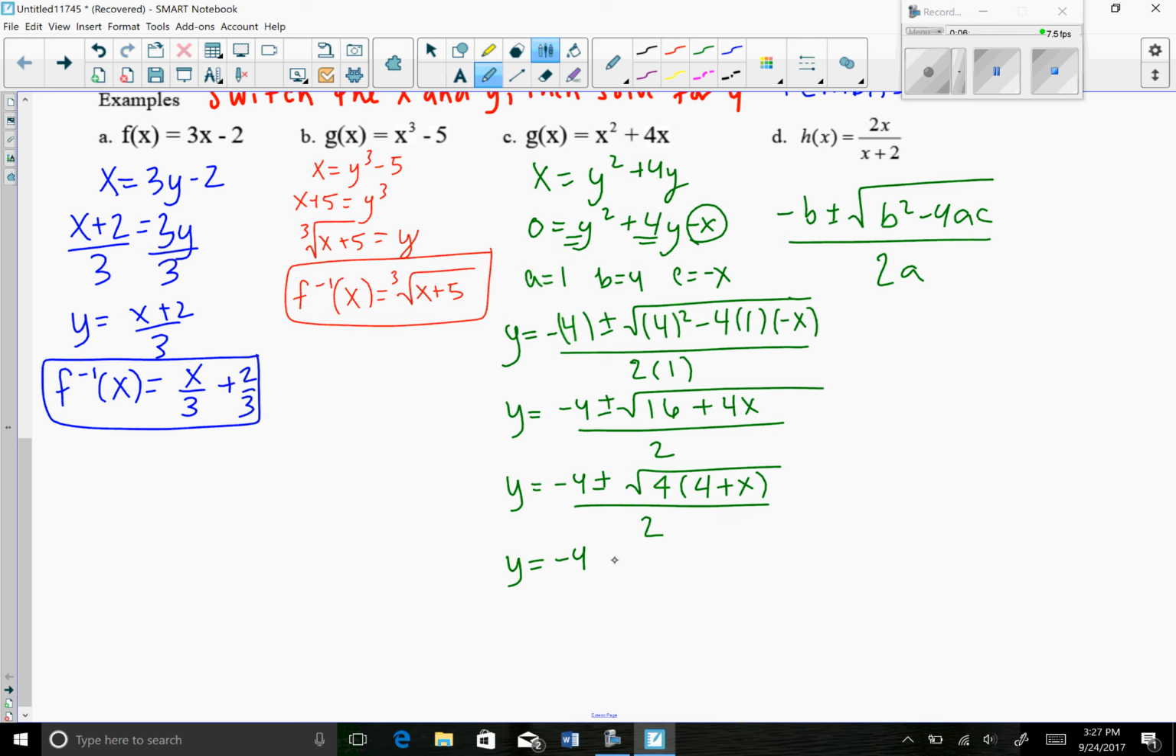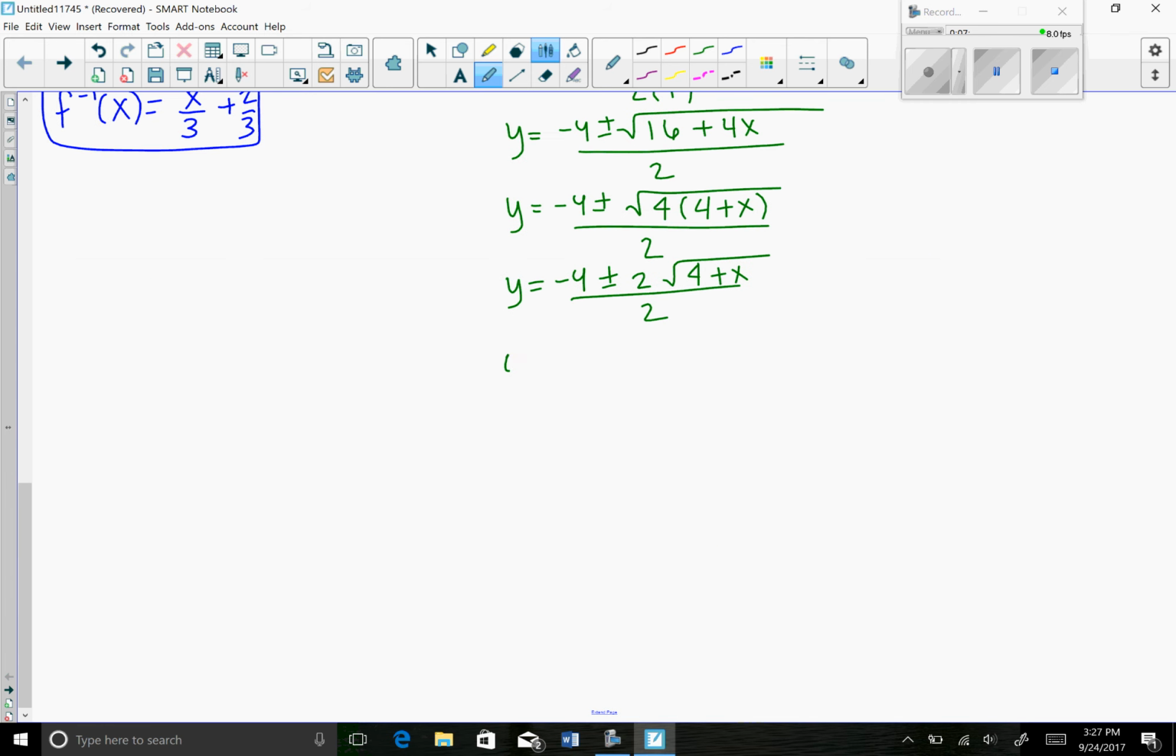So y is equal to negative 4 plus or minus 2 times the square root of 4 plus x all over 2. And now I can go ahead and separate my terms to simplify further. So y is equal to negative 4 over 2 plus or minus 2 root 4 plus x, or you could write x plus 4, it doesn't really matter what order you write that in, divided by 2, and now I can simplify. So I have y is equal to negative 2 plus or minus, these 2's would cancel out, so root, and I'm going to write this with x first, so x plus 4.